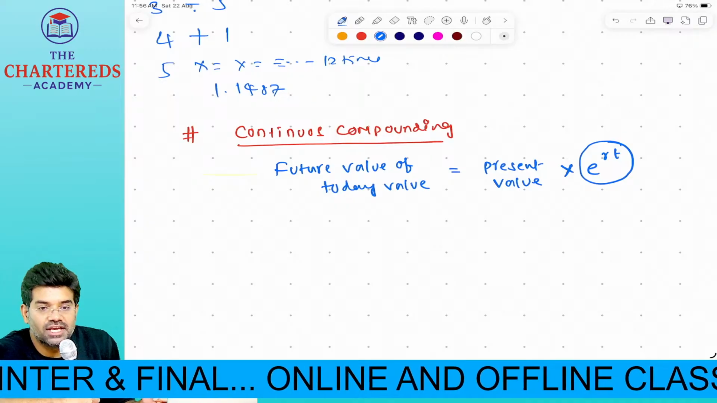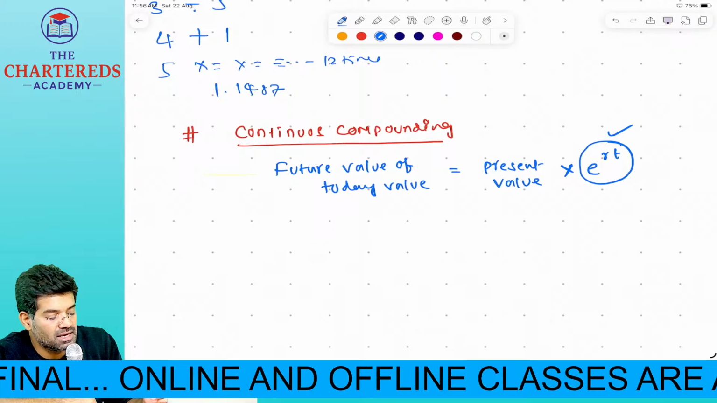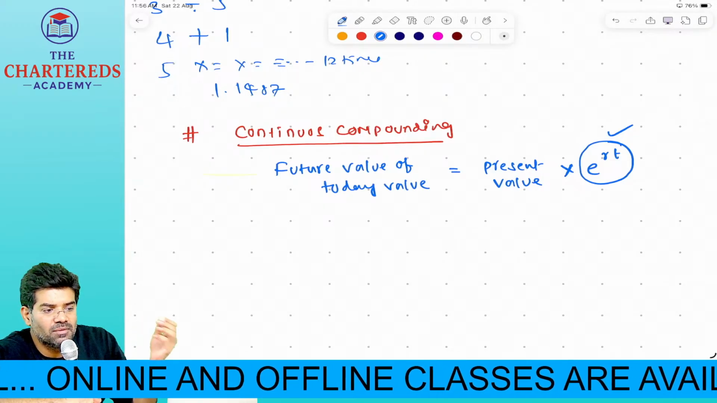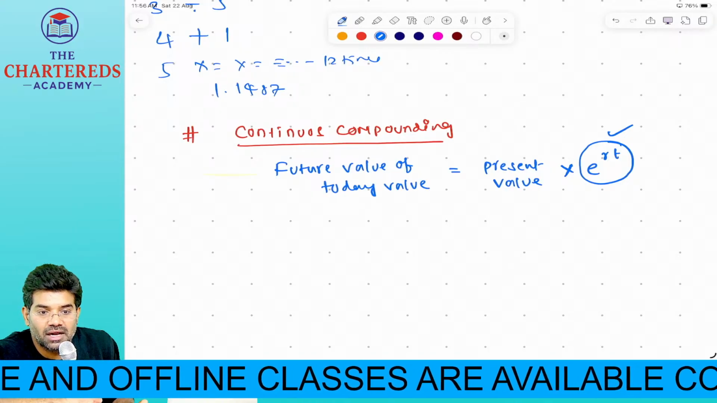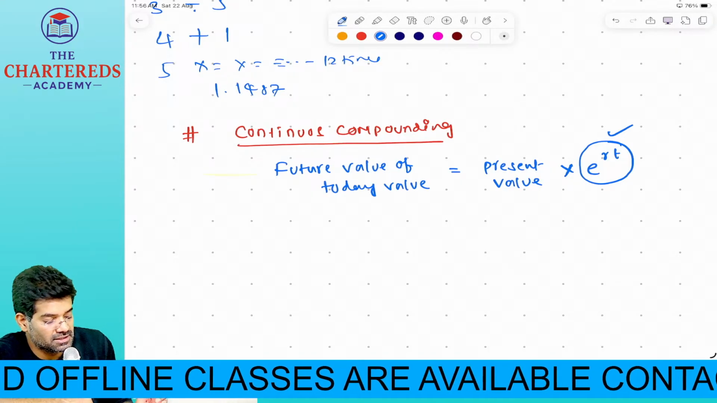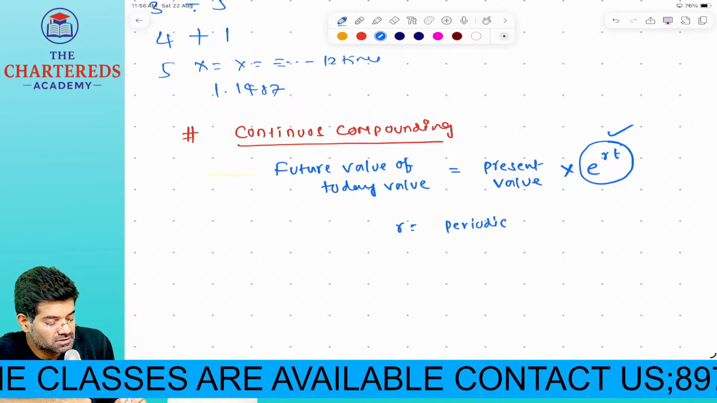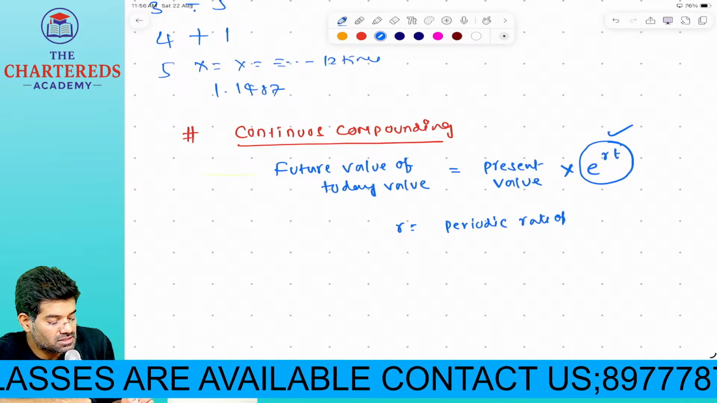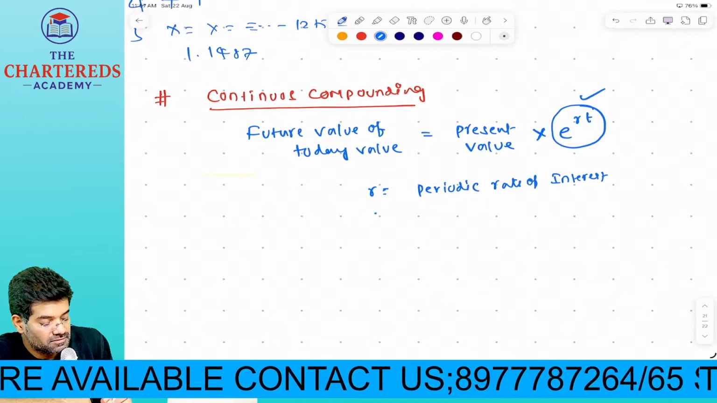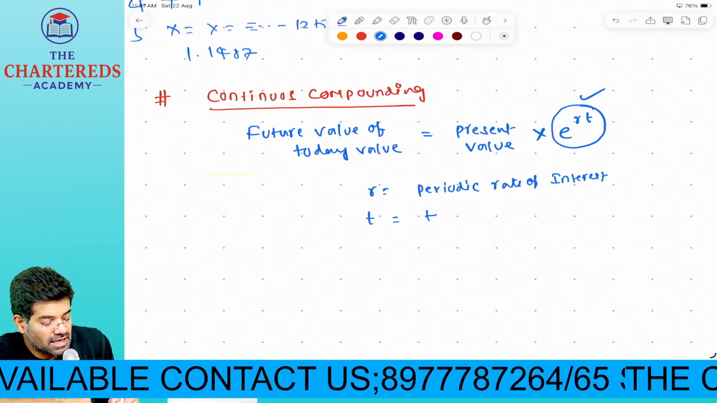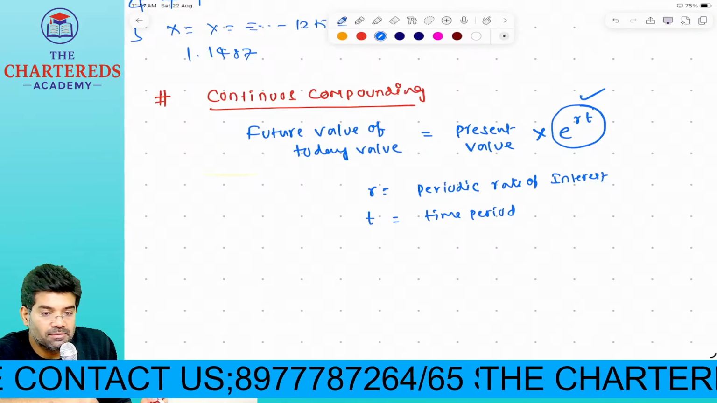So here there is a change. Normally we apply 1 plus I whole power n, that is replaced by e power rt. Later on when we cover other chapters like derivatives, I will tell you how to calculate this e power rt value. Here just remember the formula. What does r stand for here? Periodic rate of interest. And t stands for the time period.